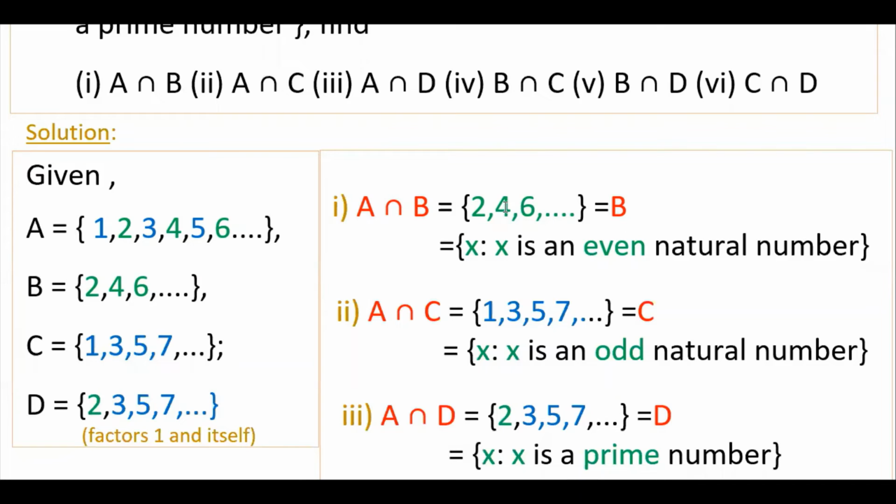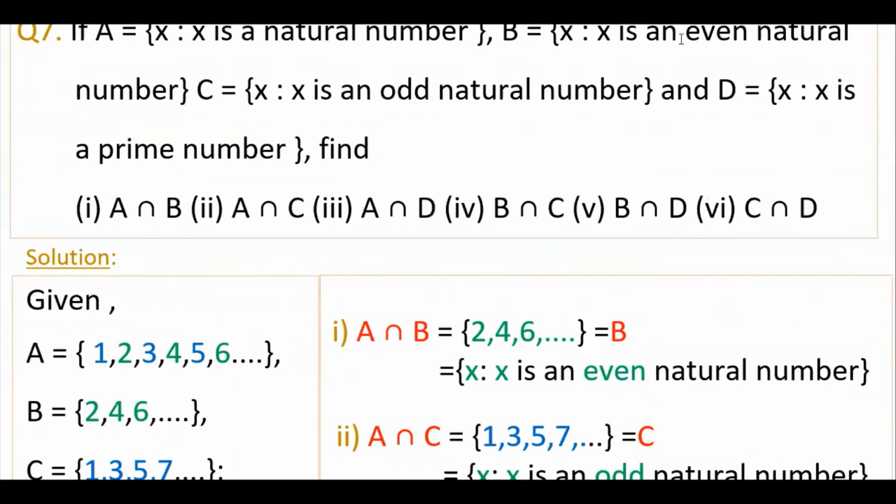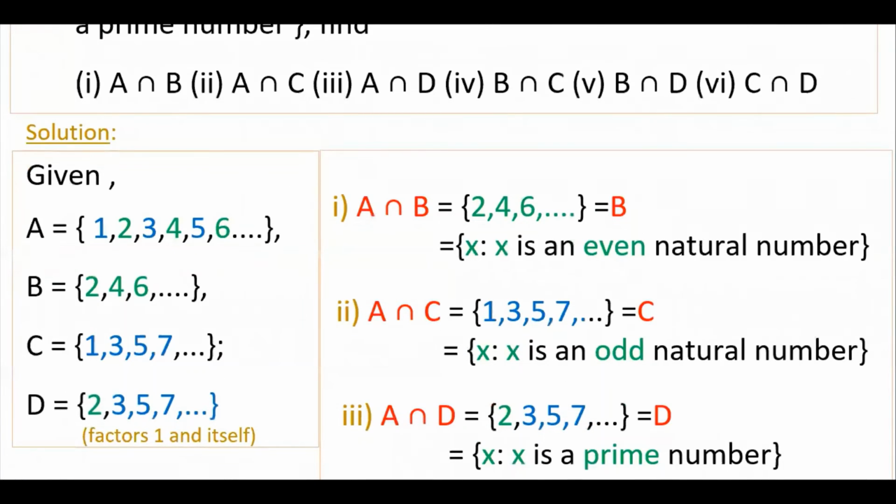B set. So here, if you write this set in set builder form, you have to write it like this: X such that X is an even natural number. So this is the B set. You can directly write the same thing: X is an even natural number. This is B. And next one is A intersection C.